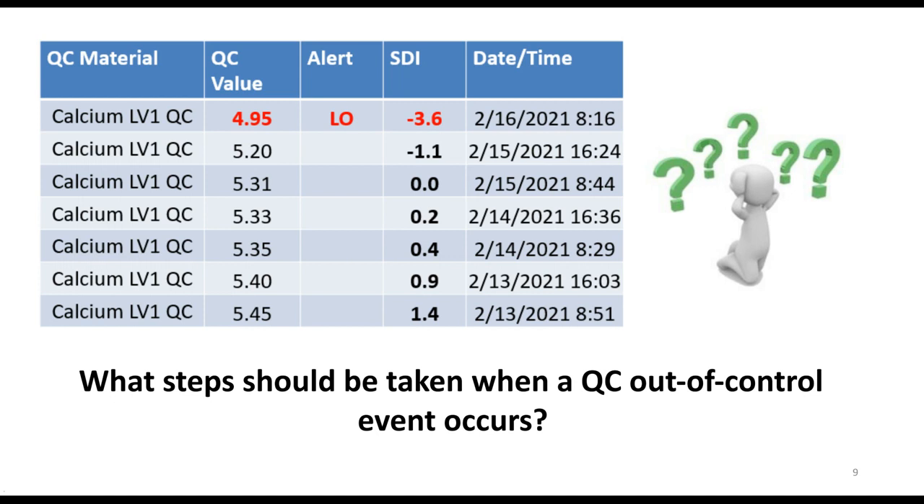So this table shows level 1 QC results for a total calcium assay. The QC failed acceptance criteria and was flagged low on February 16th, which is shown in red. You can see that the assay looks like it's been trending in a downward direction over the previous couple of days, from a positive 1.4 SDI on February 13th down to a negative 3.6 SDI from the mean on February 16th. And an alert was triggered during the morning QC run. So what are the first steps that should be taken with this type of out-of-control event?